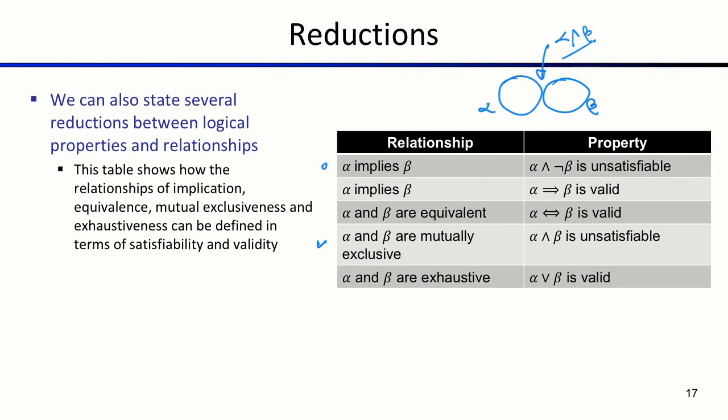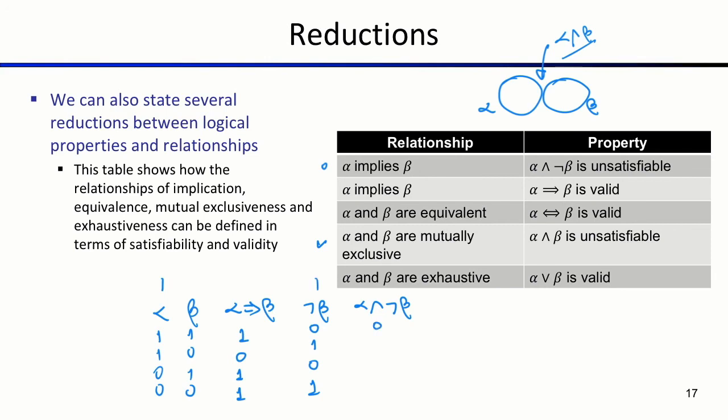Maybe a little bit more difficult to see is the first one. We say alpha implies beta means that alpha and not beta is unsatisfiable. We can think a little bit about this, right? So we have alpha, we have beta, and we have alpha implying beta. So we know that it's going to be true for this case, false for this case, and true for this, and true for this. And we can also define not beta. In this case, not beta is going to be 0, 1, 0, 1. And finally, we can define alpha and not beta. So we are looking at these columns, and it's going to be 0 here, 1 here, 0 here and 0 here.